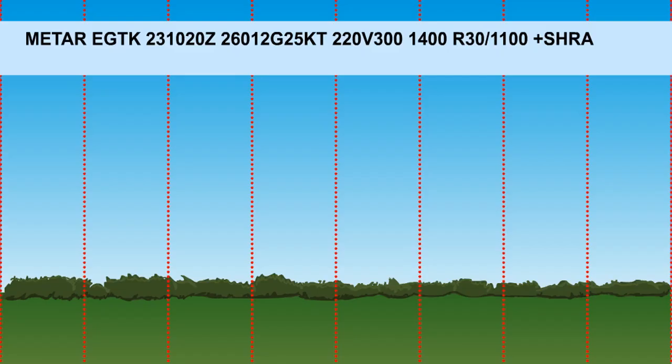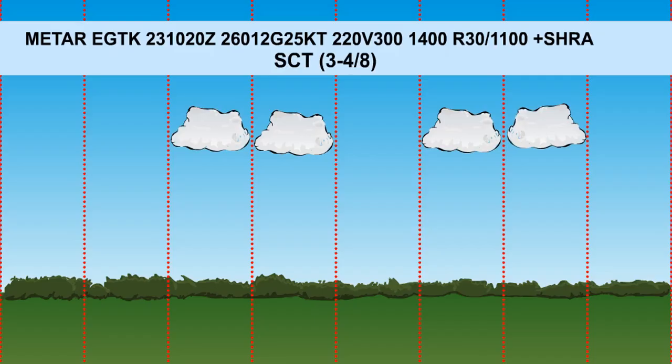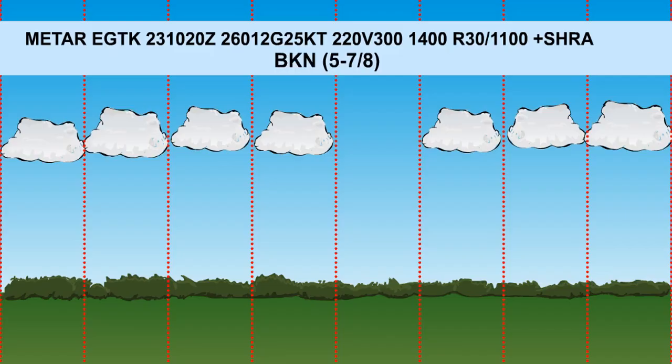Cloud is the next information in the METAR. There are several cloud prefixes which are used to describe the amount of cloud in each layer. We subdivide the cloud coverage into eighths, called octas. Depending on the cloud coverage, cloud amounts may be classified as few, meaning 1 to 2 eighths of cloud, scattered, meaning 3 to 4 eighths, broken, 5 to 7 eighths, or overcast, meaning complete cloud coverage, 8 eighths.